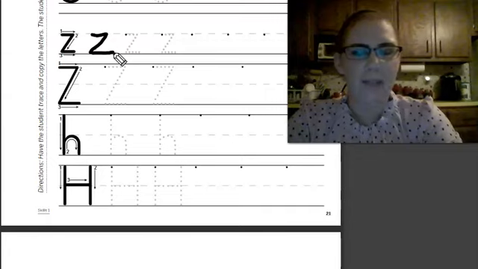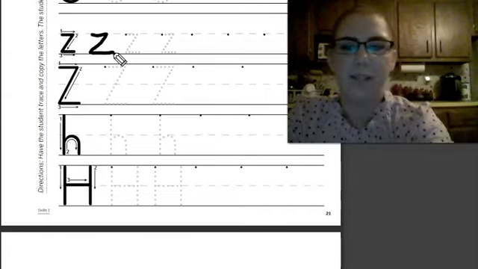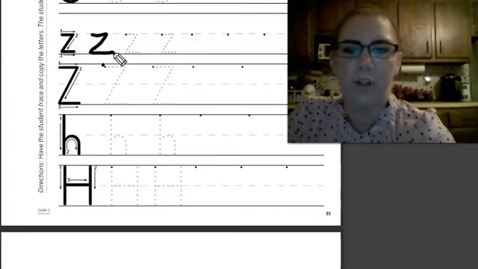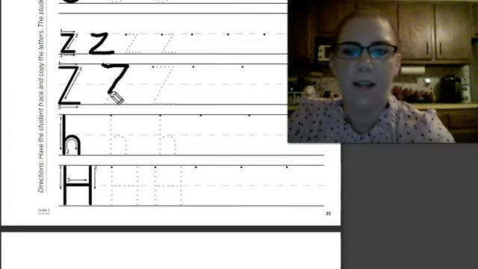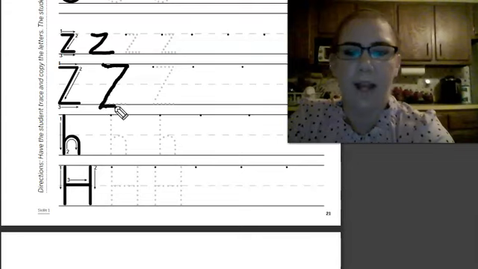For the capital Z, it looks just like the lowercase, but we start at the top. Draw a line across, diagonal line down, and a line across.